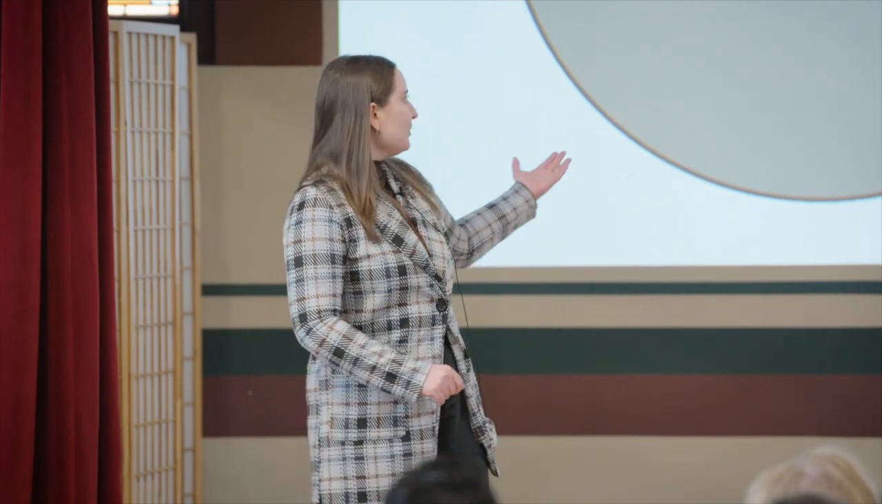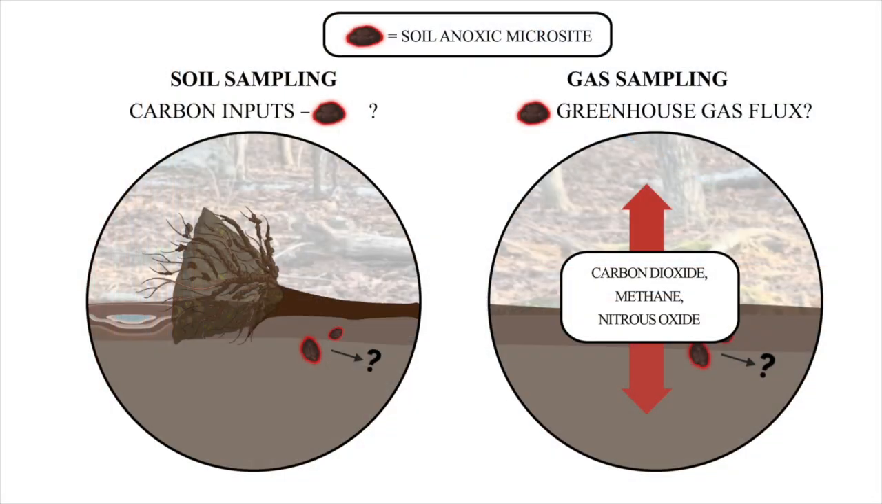And to do so, I utilize a hurricane simulation plot at the Harvard Forest in Massachusetts to assess how hurricanes are impacting our soils. So in the field, I take soil samples beneath felled trees in search of anoxic microsites. Additionally, I take soil greenhouse gas samples in the field, measuring the relative amounts of carbon dioxide, methane, and nitrous oxide coming off of our soils.